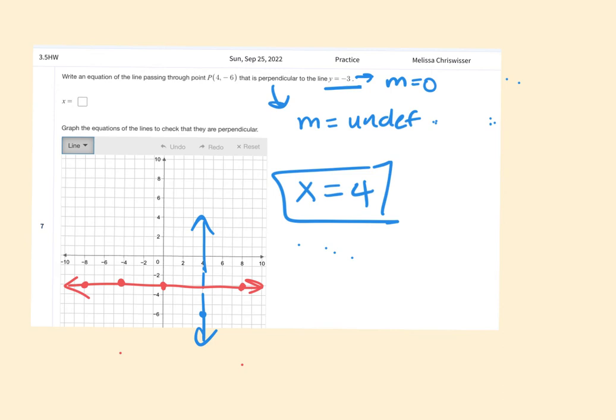Like for 4, negative 6, you had to put 4 and negative 6. But what did you have to put for the first one? For the vertical line or for the horizontal line? For the horizontal. Any coordinate point in which the y is -3. You literally could have picked any x, as long as the y is -3.